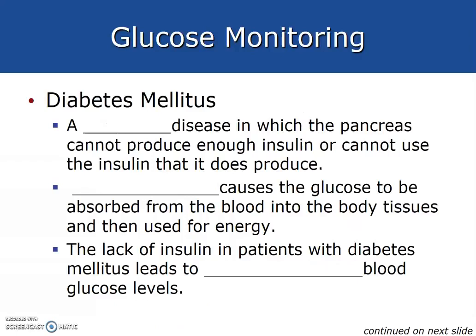Diabetes mellitus is a chronic disease in which the pancreas cannot produce enough insulin or cannot use the insulin that it does produce. Our second blank, insulin, causes the glucose to be absorbed from the blood into the body tissues and then used for energy. Therefore, the lack of insulin in patients with diabetes mellitus leads to either an increased or decreased blood glucose level, depending upon what type of diabetes the patient has, either hyper or hypoglycemia.